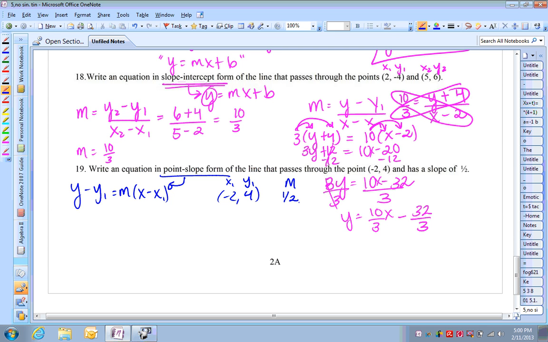So now all we have to do is plug into our formula. Y minus y1, which is y minus 4, equals m, which is 1/2, times x minus x1, or minus negative 2, which becomes a positive 2. So that is our equation in point-slope form.